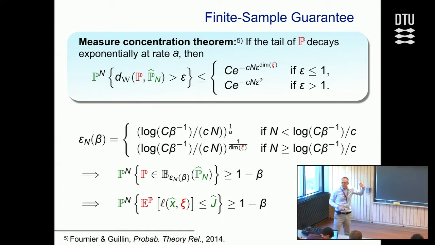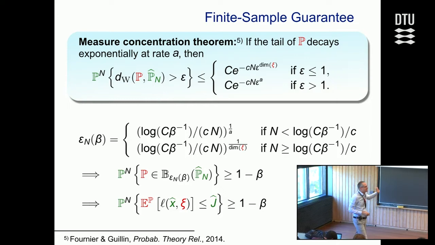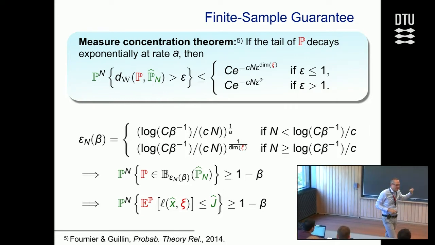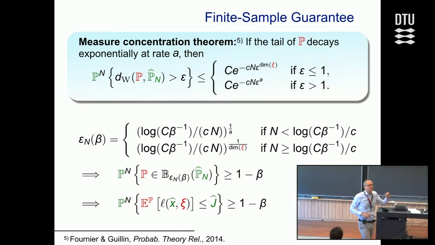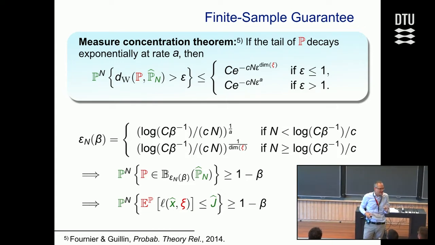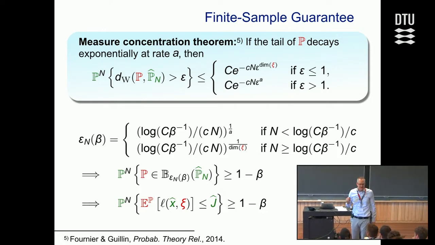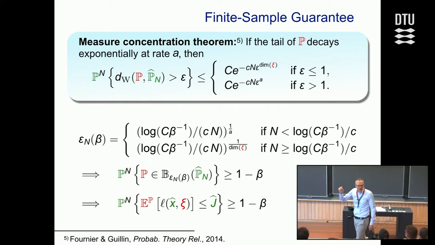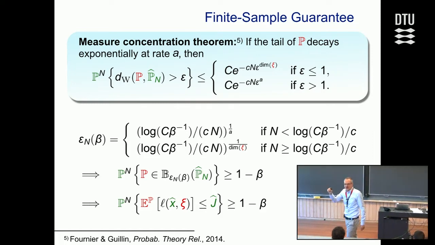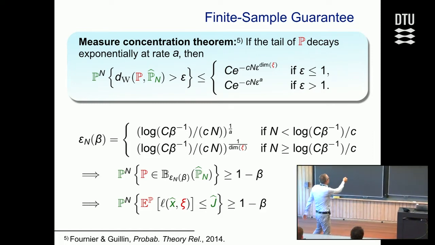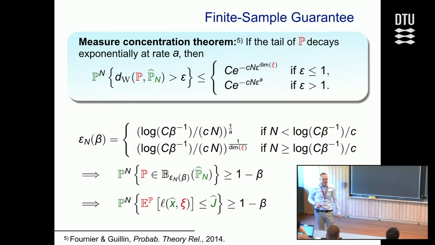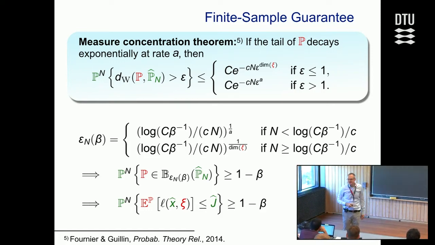So let's say we want that the true distribution is with high probability 1 minus beta inside the ball. That means we want that with very small probability beta, the true distribution is outside of the ball. So we would like the right-hand side here to be smaller or equal to beta. Now let's try to find the smallest radius epsilon for which this right-hand side is actually smaller or equal to beta. Okay? So don't look at the math.